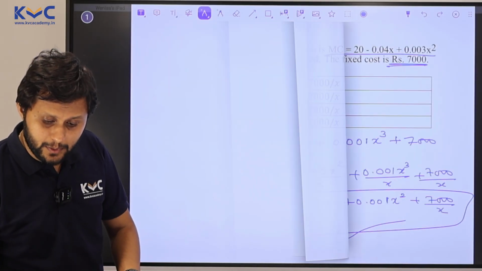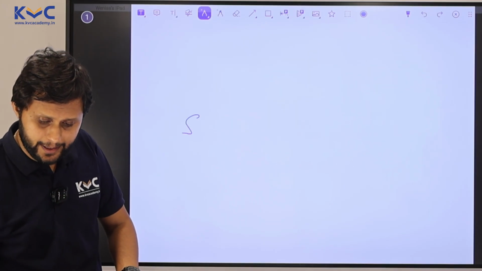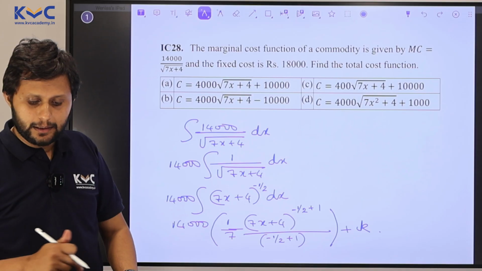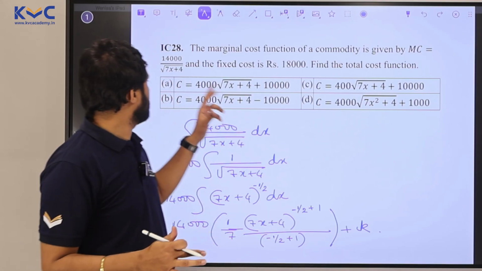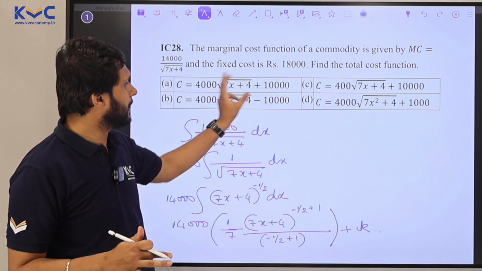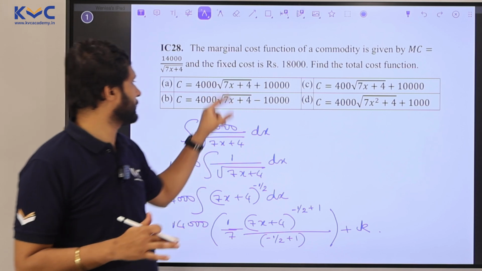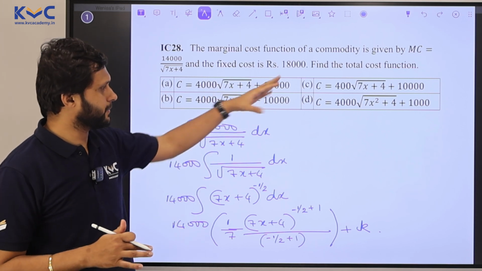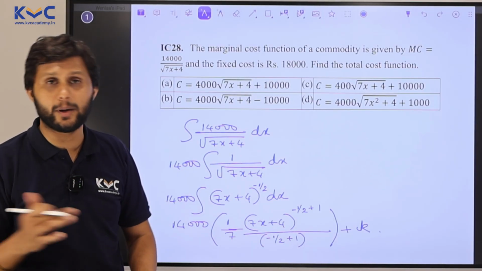Correct? But when it came to this particular problem, there was some confusion. I mean 28, right? Yes. When it came to this particular problem, my options A and C are remaining. The remaining two are anyways ruled out because this cannot be 400, it's 4000, and this cannot be minus, so it's plus. These two are gone. These two are remaining, A and D, and I'm not very sure.